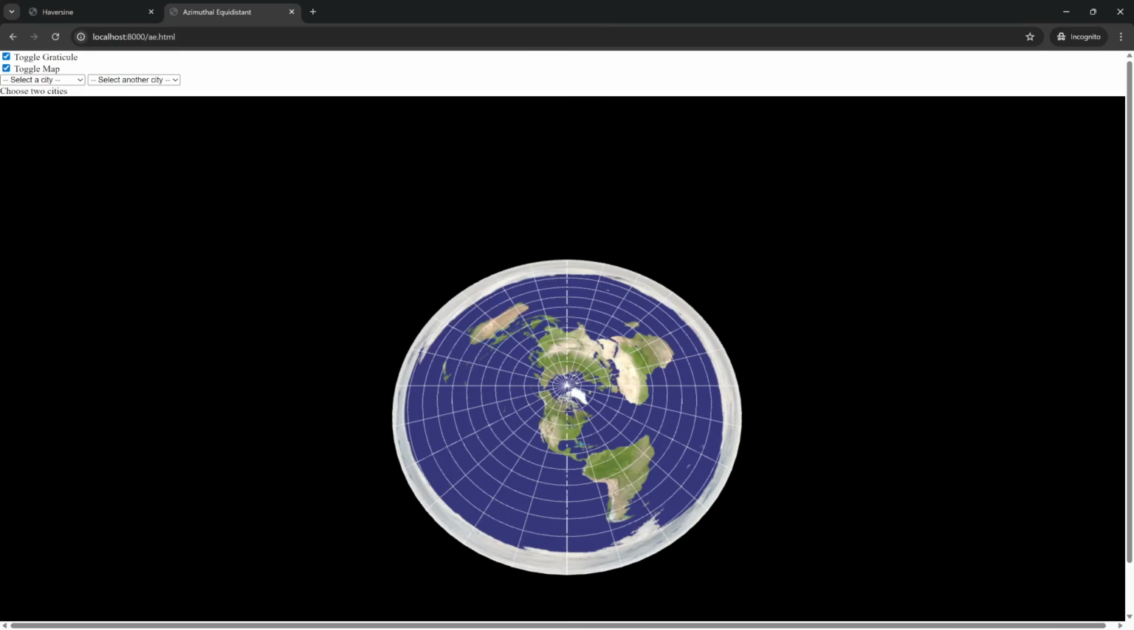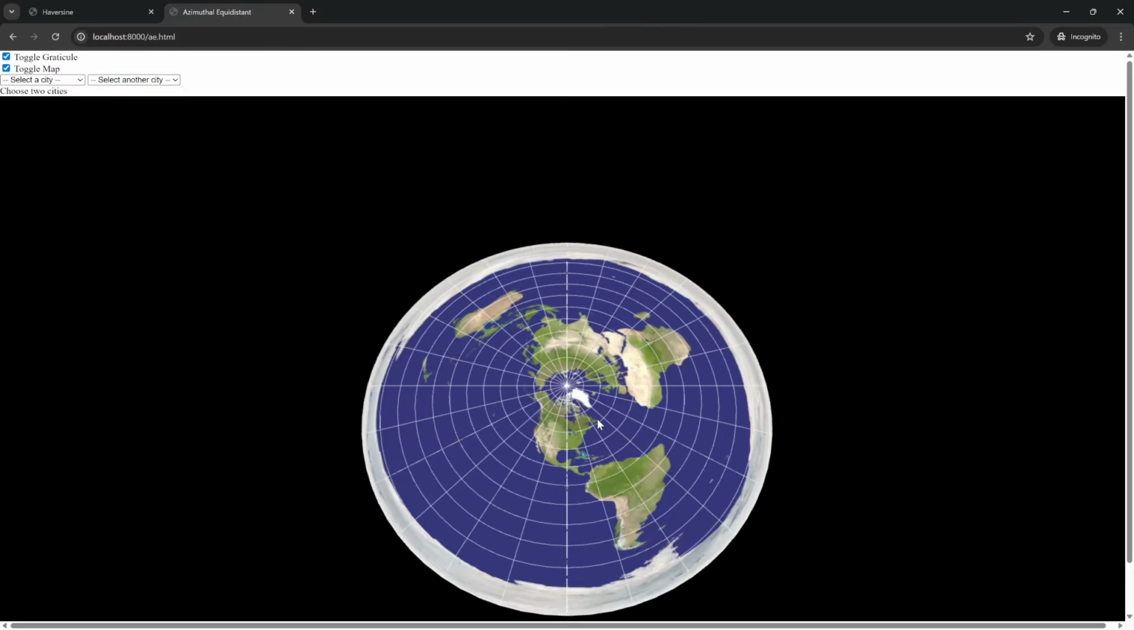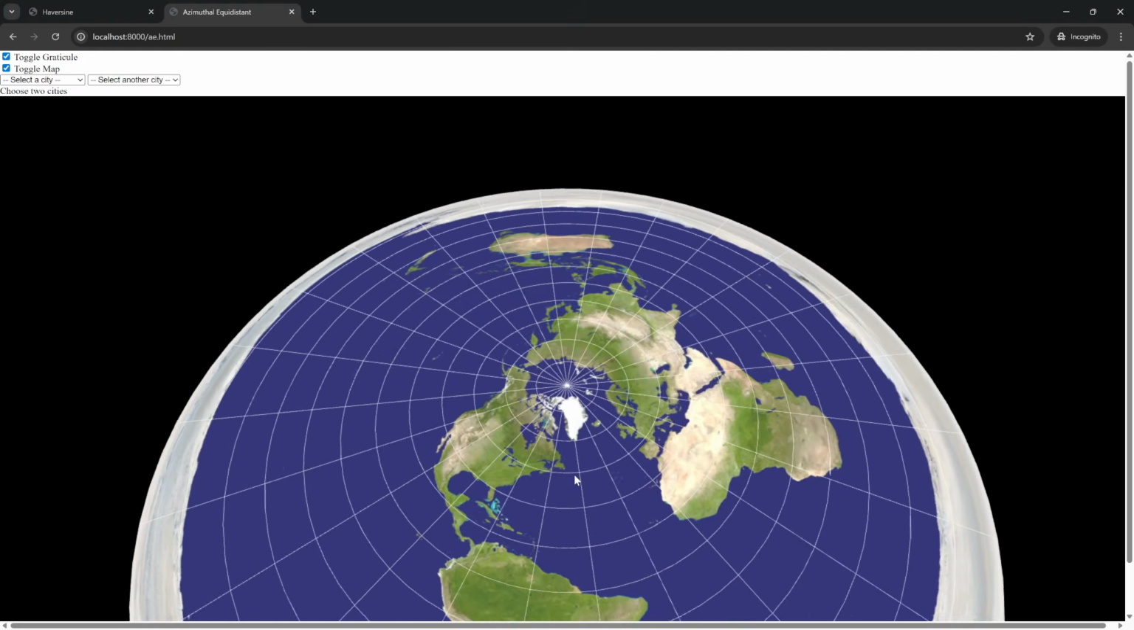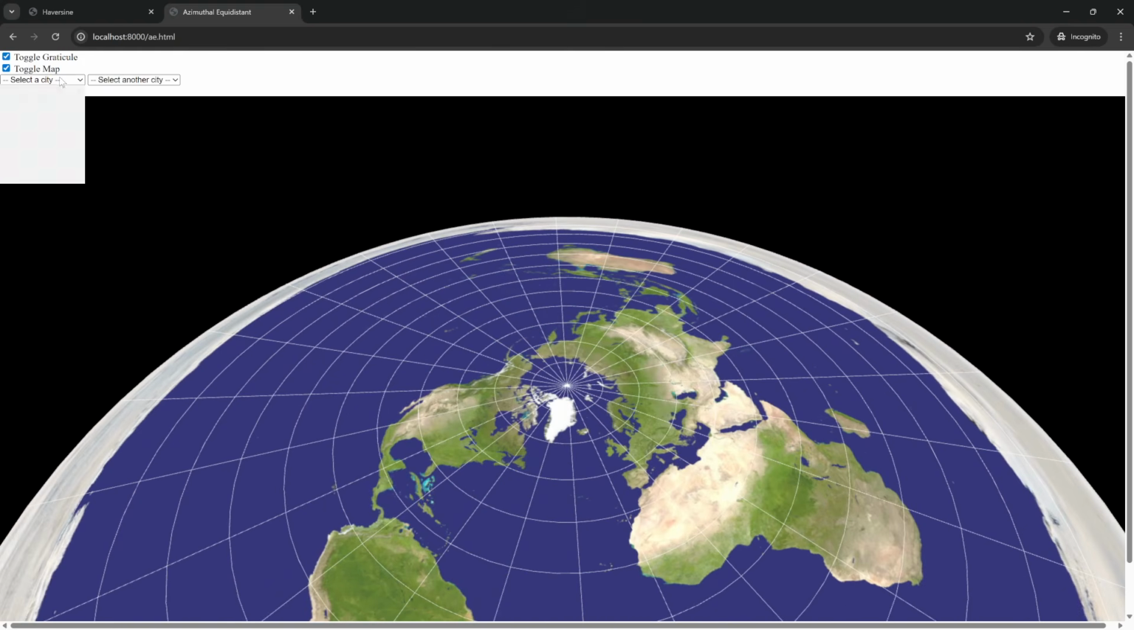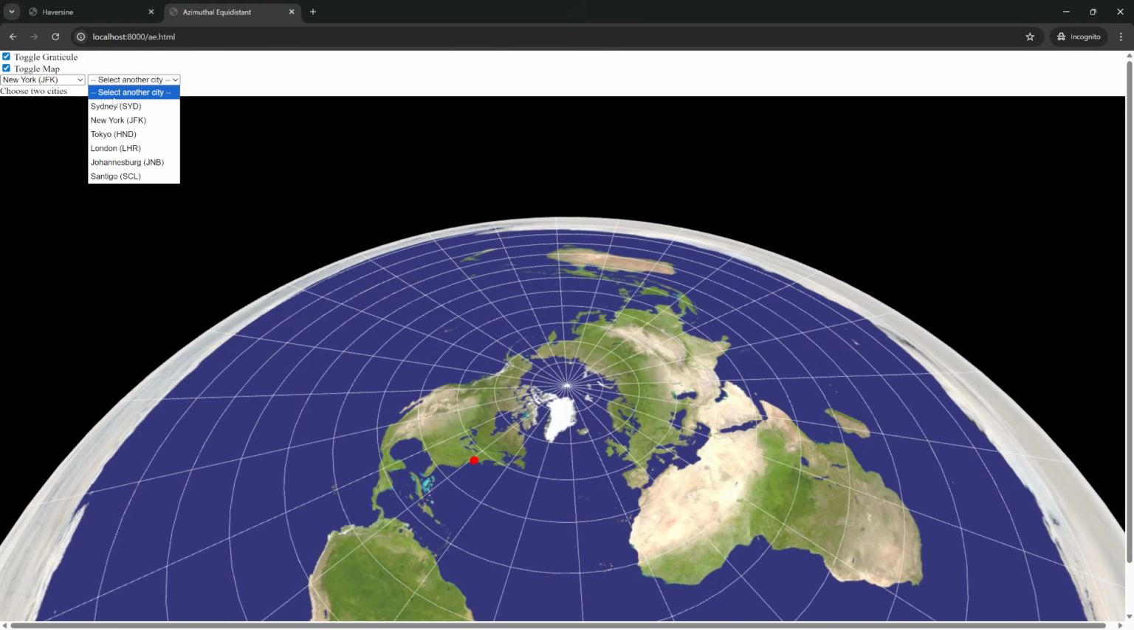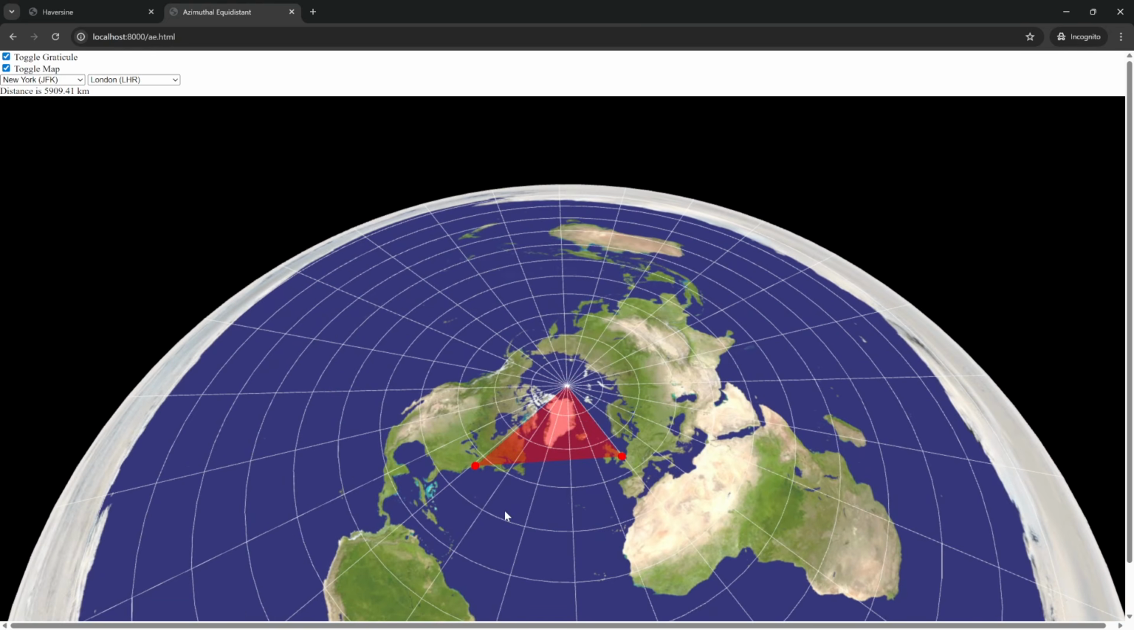Okay, so now let's look at the geometry of a flat Earth. We're going to do the same two cities. So we're going to fly from New York to London. And obviously, since the Earth is flat, that dictates what the geometry must be. And in this case, it's a very simple flat triangle. So we're not going to use the spherical law of cosines. We're going to use the planar law of cosines.